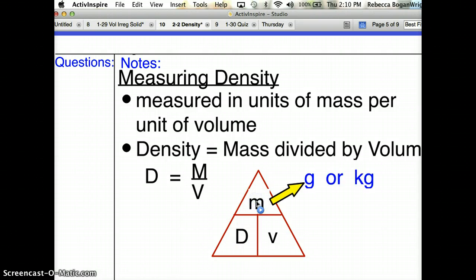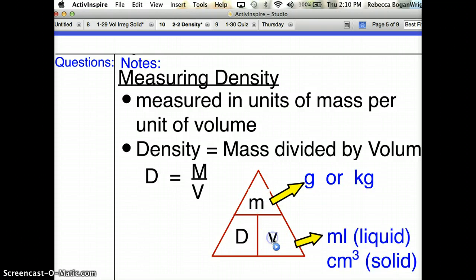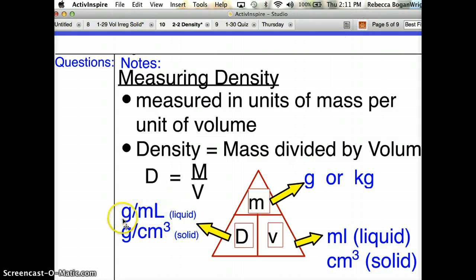The unit for mass is grams or kilograms. You guys know this already. The units for volume, you guys know, are milliliters if the object is a liquid, centimeters cubed if it's a solid. Now that means that density units are grams per milliliter if it's a liquid, or grams per centimeter cubed if it's a solid, because density equals mass, which is grams, divided by the volume measured in milliliters or in cubic centimeters.